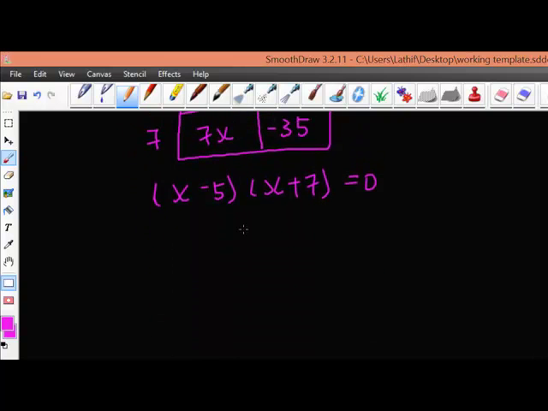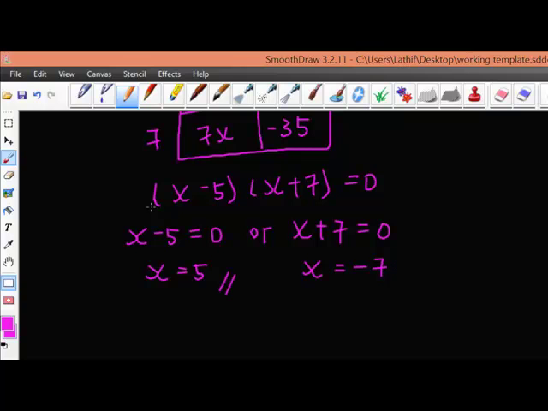After this, can we solve? We can, because it's like a multiplied by b, our zero product rule. So this will be x minus 5 equals to 0, or x plus 7 equals to 0. And for x minus 5 equals to 0, we get x equals to 5, or x equals to minus 7. So what are the two solutions? x equals to 5 and x equals to minus 7.